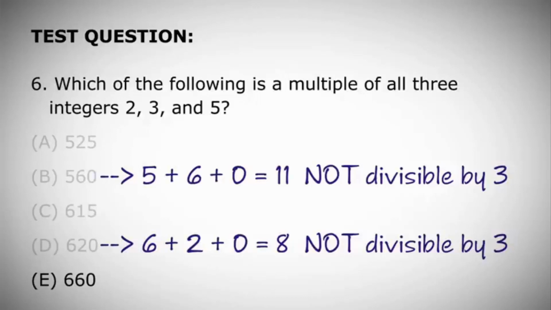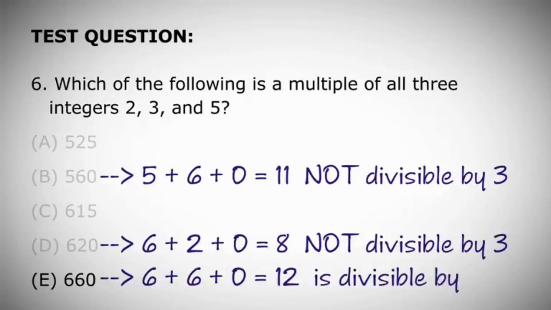Answer choice E is the only answer that we have left. Let's go ahead and check it. 660. When you add up the digits, 6 plus 6 plus 0, we get 12, which is divisible by 3. Now, on test day, you would choose this answer choice and move on because it's the only answer choice left. But let's just go ahead and check to make sure that this answer choice is also divisible by 5. 660 does end in 0, and remember that the divisibility rule for 5 is that the number should end in 0 or 5.